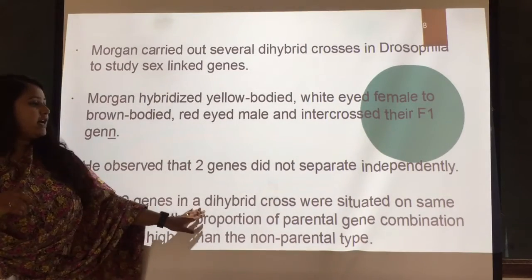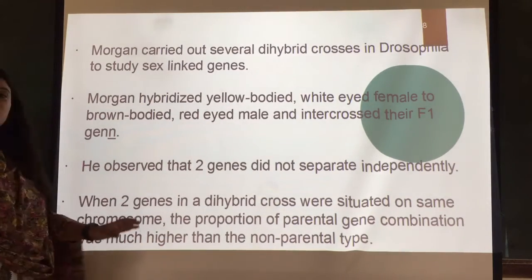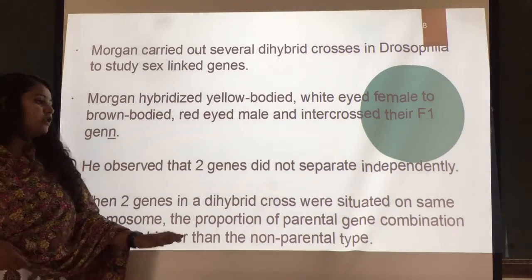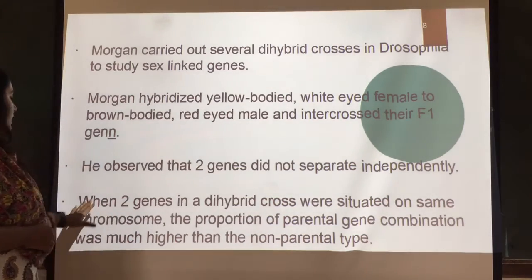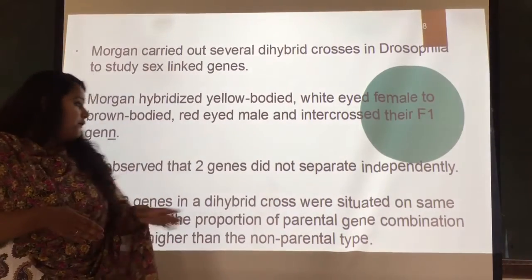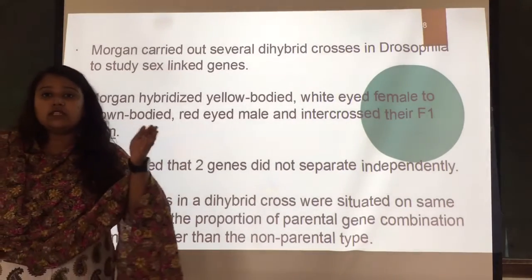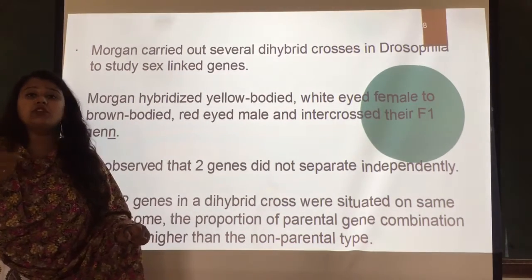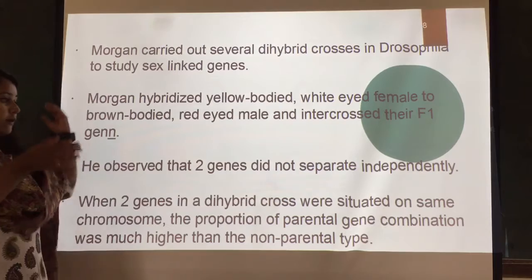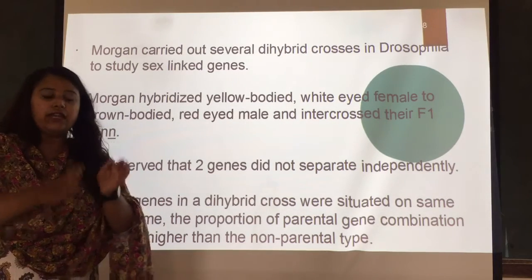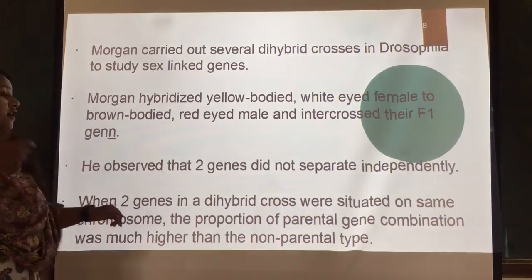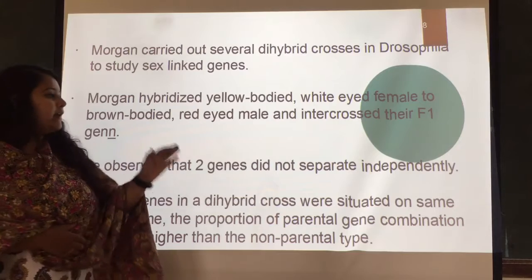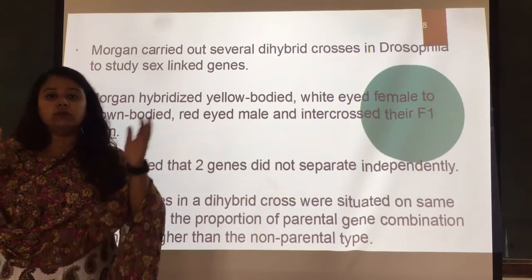When the two genes in a dihybrid cross were situated on the same chromosome, the proportion of parental gene combination was much higher than the non-parental type. So here, when the two genes in the dihybrid cross were situated nearby to each other, what happened? The proportion of parental gene combination, that means the particular genes which are present in the parents, was comparatively higher than the non-parental type. Parental type combination means that which is observed from the parents, right?